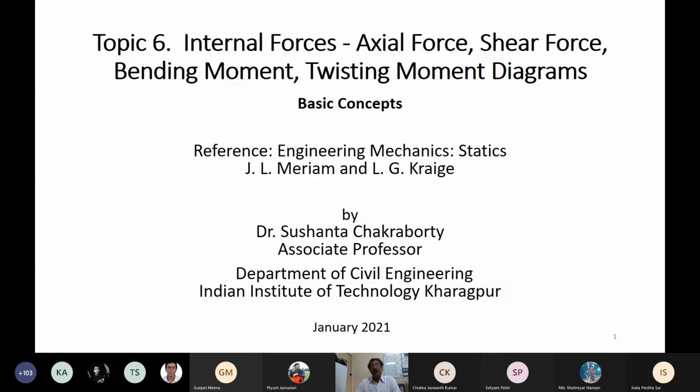So our topic is internal forces: axial force, shear force, bending moment, and twisting moment diagrams. These are the basic concepts. Let me first explain what we are after, what we are trying to say. Let us explain what we mean by internal forces. Does that mean that so far we were with only external forces? Now, how could internal forces come into the picture? Why are we suddenly interested in axial force, shear force, bending moment, and twisting moment? What are these quantities in the engineering sense?